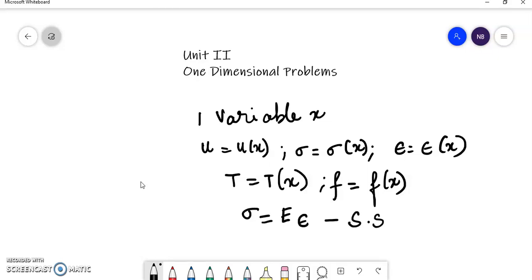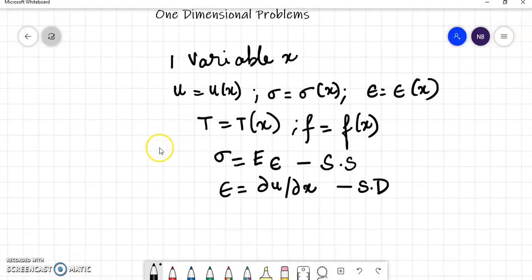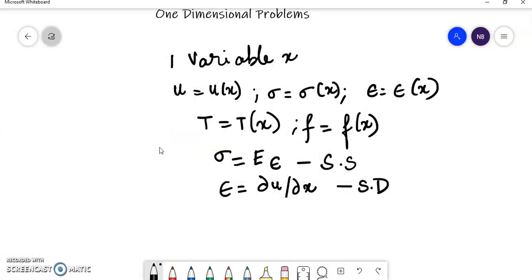So the stress strain and the strain displacement relations: this is your stress strain relation, and the strain displacement relation is given by dou u by dou x. So this is your strain displacement. This we have seen in Unit 1 itself. So for one-dimensional problems, the differential volume dV is given by the cross-sectional area of the bar element into dx. So the area into dx.